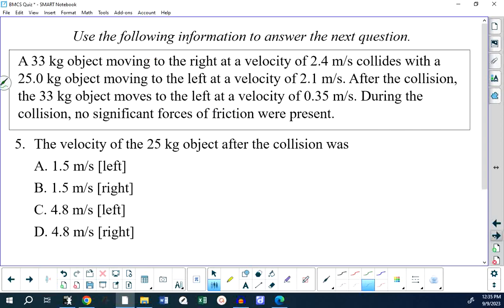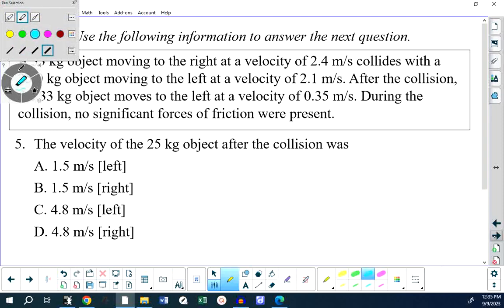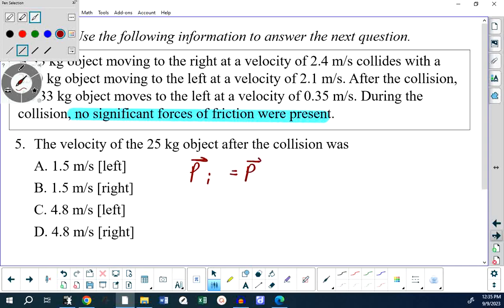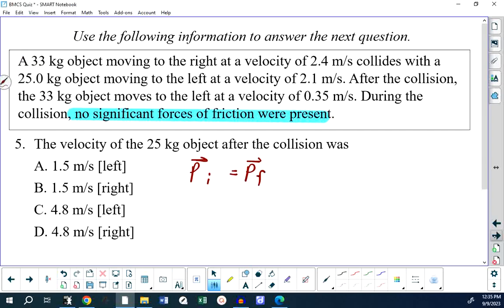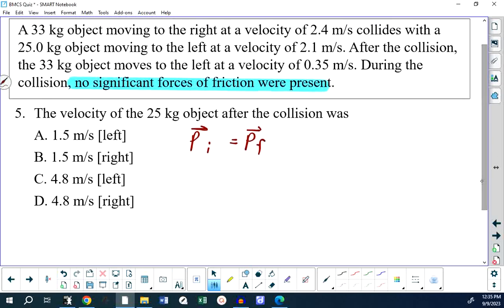Number 5 is a problem from lesson 1.4, which all of you were enrolled in the course during. We need to remember that during this collision, since no significant forces of friction were present, that's our code words to tell students that momentum is conserved. It's our way of saying that the system is isolated. So momentum before equals momentum after. Objects that move to the right are assigned a positive velocity, and objects that move to the left are assigned a negative velocity.